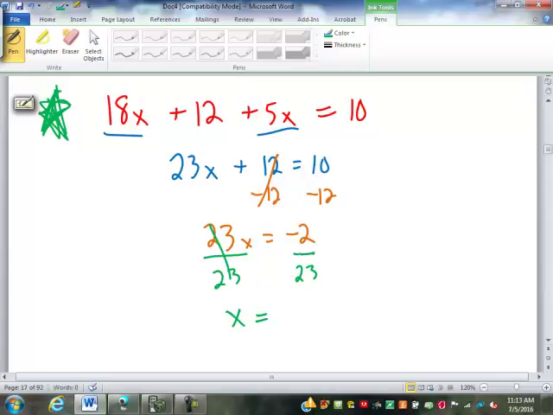Now, negative 2 divided by 23 is going to give us a really ugly decimal. What if I wanted to leave it as a fraction? Remember, a fraction is a division problem. A division problem can also become a fraction. So negative 2 divided by 23 is just negative 2 over 23. If you could reduce that, you would, but in this case, you cannot.